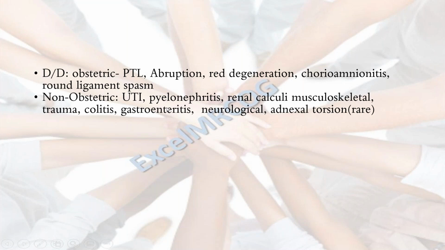The obstetric problems would be preterm labor, abruption, in case of a fibroid with pregnancy, red degeneration. Okay. Then chorioamnionitis, don't forget this. Round ligament spasm. Okay, round ligament spasm, I agree, would be typically in the lower abdomen, it won't be in the loin, but a differential of the pain can be one of the rare differentials. Okay, so and these are your differential diagnosis, and this is how you would organize.